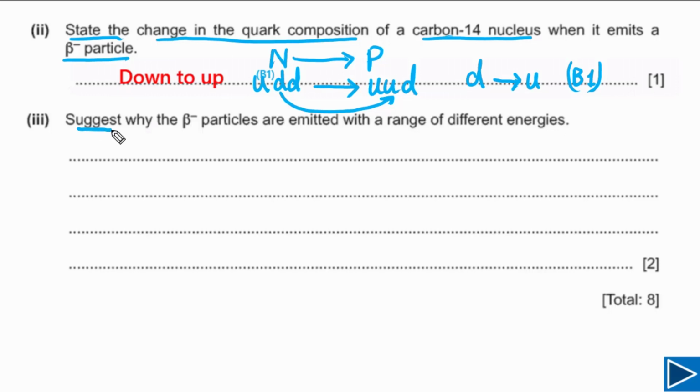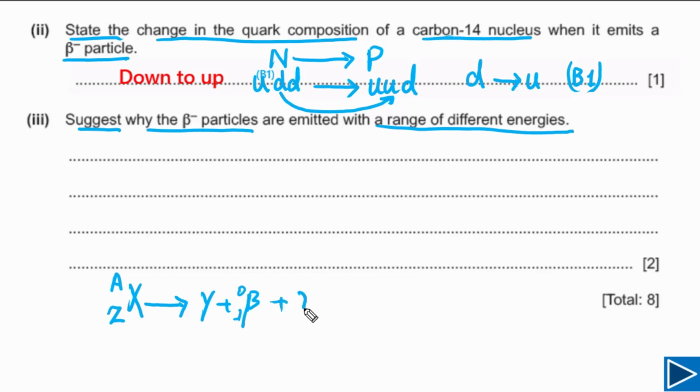For the last part, the question is asking us to suggest why the beta minus particles are emitted with a range of different energies. Let's try to understand this with the help of nuclear decay, meaning beta minus decay. Let's say we have nucleus X. It decays into nucleus Y by emitting a beta minus particle and an electron anti-neutrino. The atomic number of this nucleus will be Z plus 1, because this is beta minus decay, and the mass number of this one will be A.